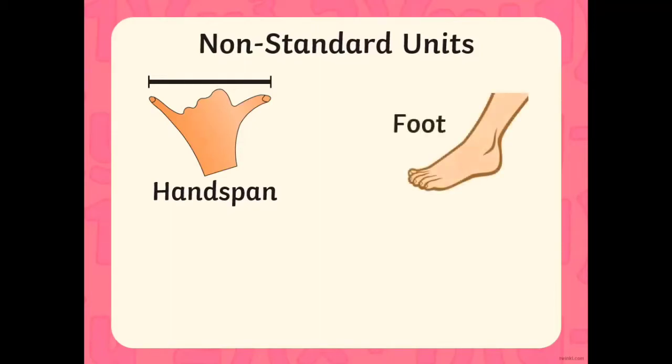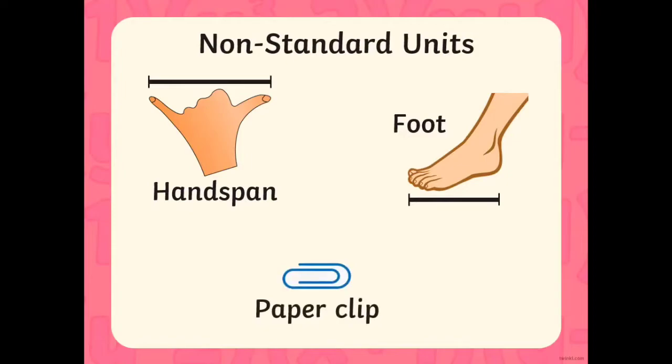Very good. Next one. We can also use our foot to measure length. This is the unit if we are using foot. Very good. Next one, we can also use a paper clip. Any objects are all right to use to measure another object. These are called non-standard units. Do you understand? All right.